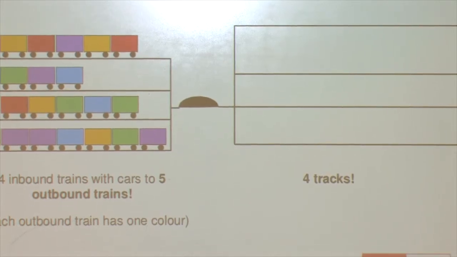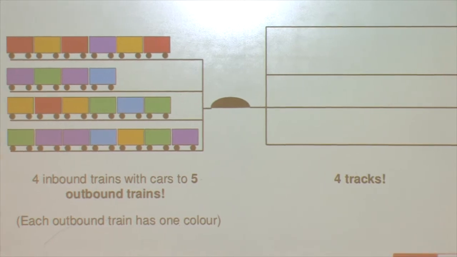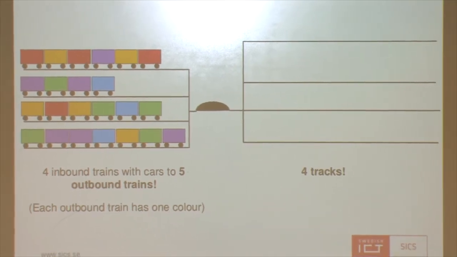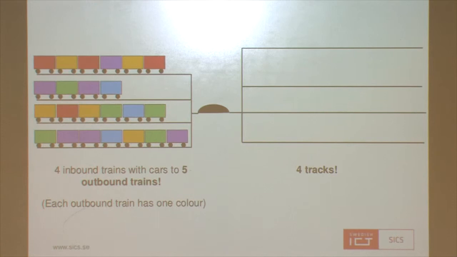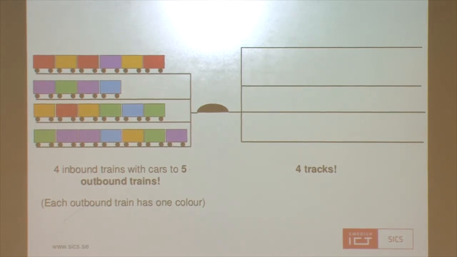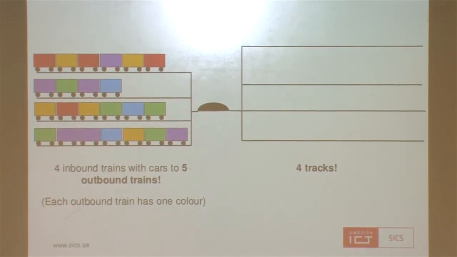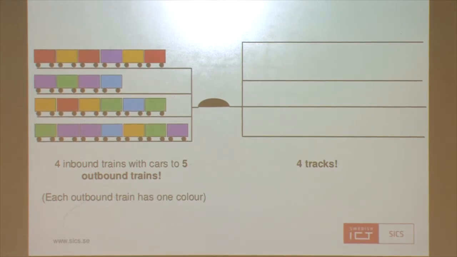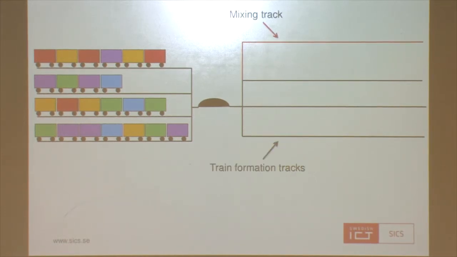So in a very simplified example, we got the arrival yard to the left and the classification yard to the right. And here I've made each outbound train in a special color. And as you can see, we have 4 inbound trains, but we want to build 5 outbound trains. And we only have 4 tracks. So that is problematic. So what we do in Sweden is that we use mixing tracks, which is where we can put a mixture of cars to a mixture of outbound trains. And then we have train formation tracks where we build the outbound trains.